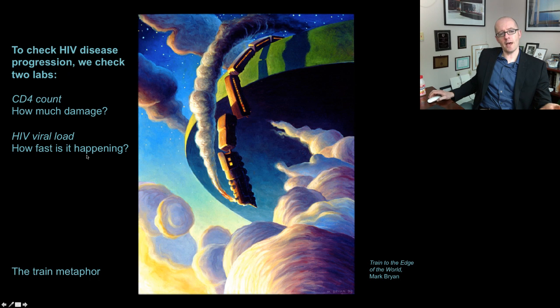How fast is the damage happening is measured by the HIV viral load. The idea here is this is measuring how much virus is in the body, meaning how much of that pathogen is in there to clip off those immune cells. And to understand the role of these two things, I like to use the train metaphor. You see, depicted at right, a train catastrophe. Let's say that was your window right here on the train.